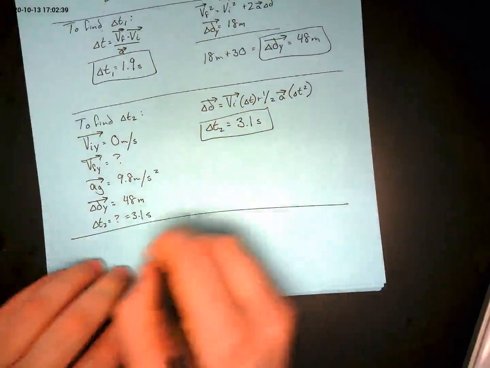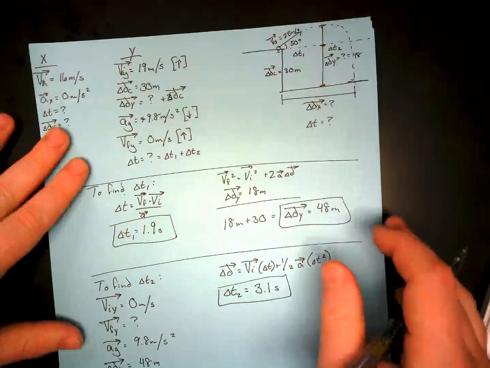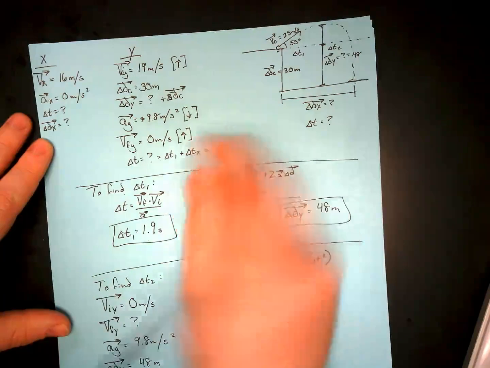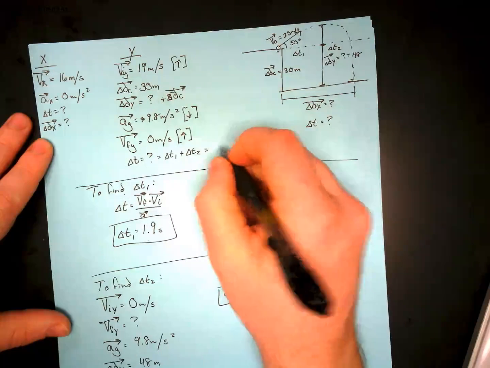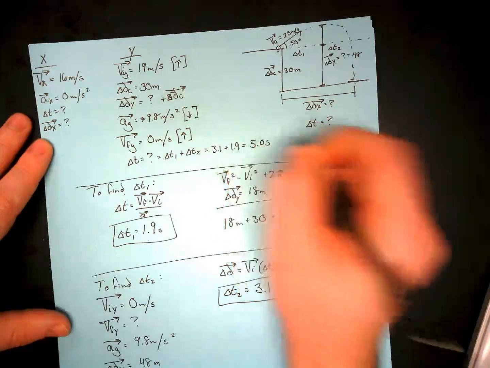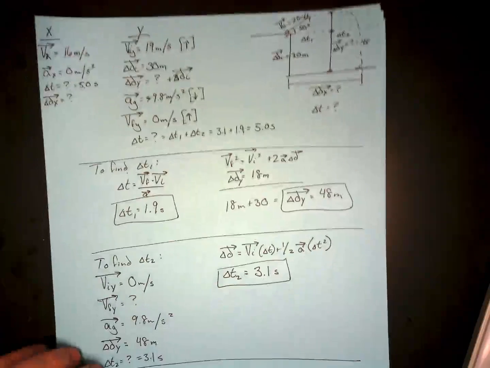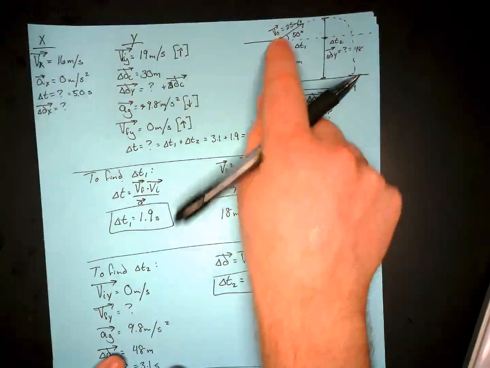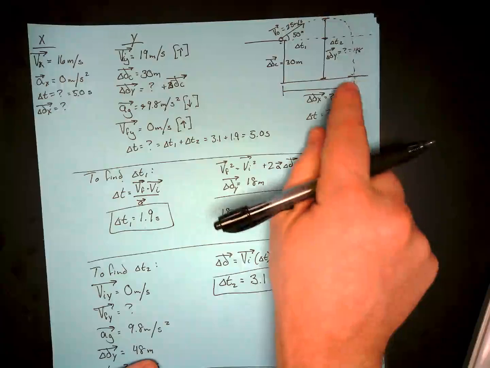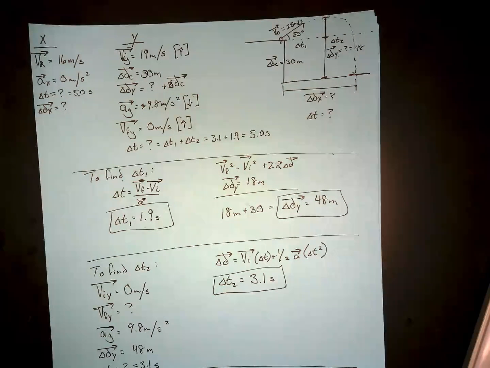And our total time, I'm actually going to write it up here, just because I'm running out of space. So total time is going to be 3.1 plus 1.9, which gives us 5.0 seconds. So the time it took to hit the ball and for it to land at the bottom of the canyon, or the dell, whatever is down there, is going to be 5 seconds, roughly speaking.